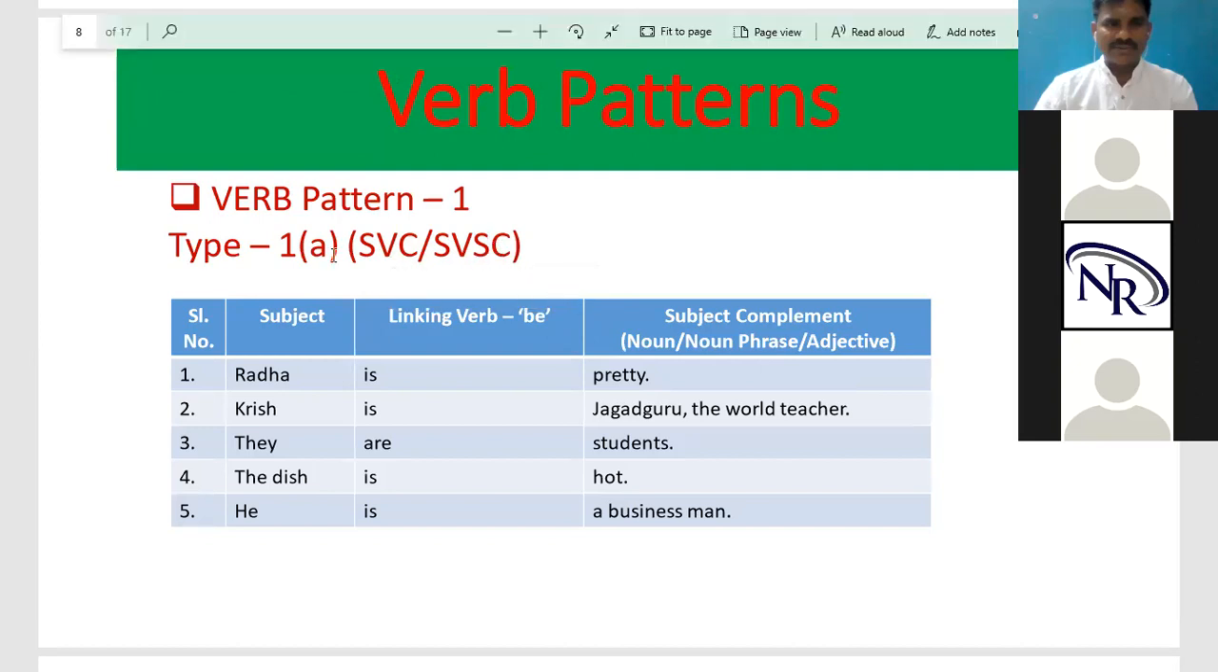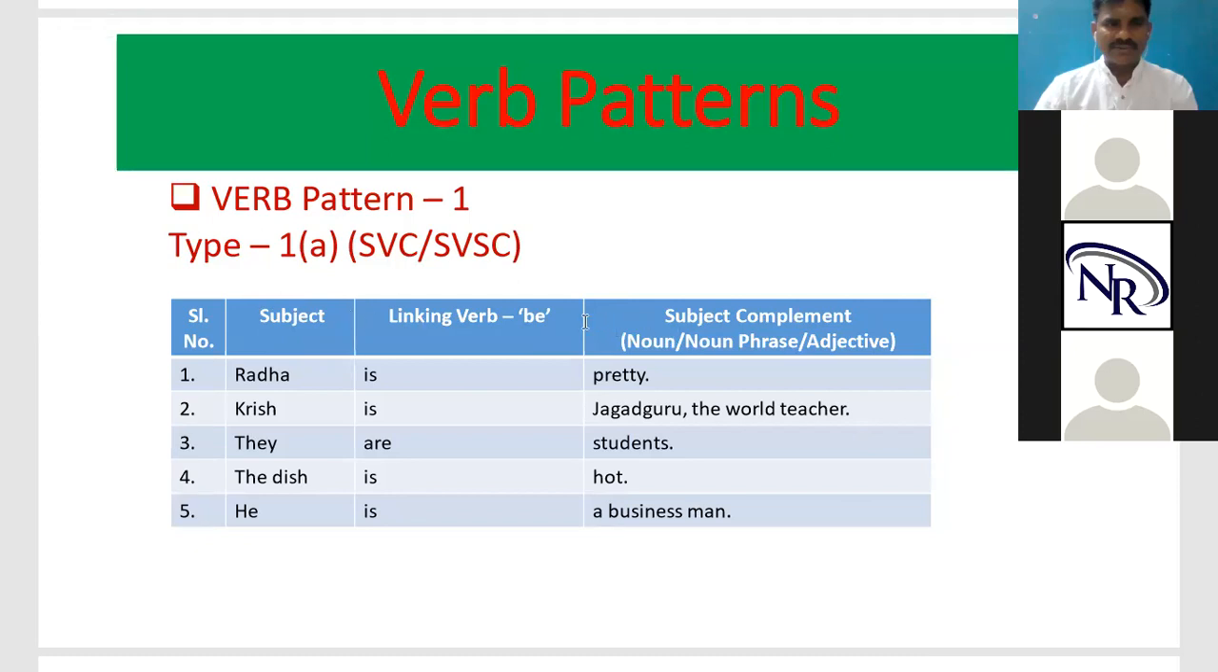For example, the first structure: subject plus linking verb plus subject complement. From the examination point of view, this structure will be asked, so write an example. The structure is subject plus linking verb, which is a be form. What is a be form? Am, is, are. You can use any form. And subject complement. Subject complement is talking about the subject and gives information about the subject.